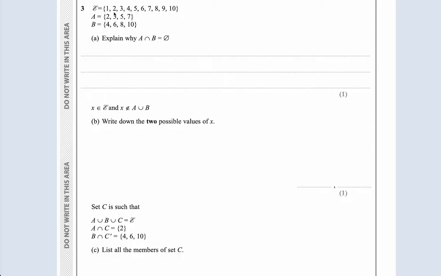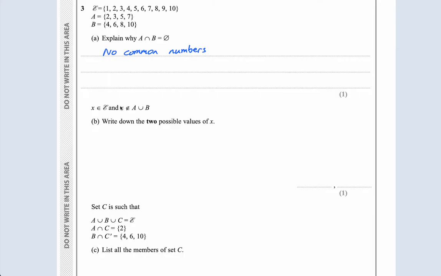The universal set is 1, 2, 3, 4, 5, 6, 7, 8, 9, 10. Right, it's the first 10 numbers. A is 2, 3, 5, 7, and these are actually the prime numbers. And B is 4, 6, 8, 10. Explain why A intersection B is equal to the null set. So basically, A intersection B is what's in both, and there's nothing in both, hence it's a null set. So you can just say no common numbers. There's no numbers in common. If there were, they would be in the A intersection B set.